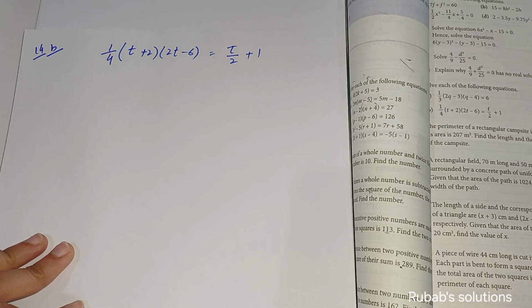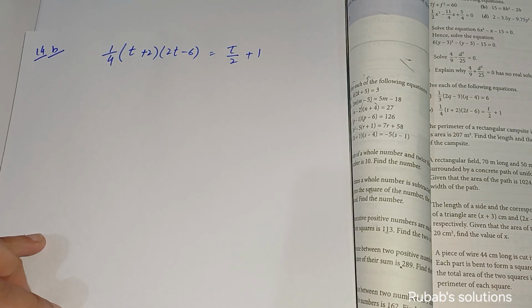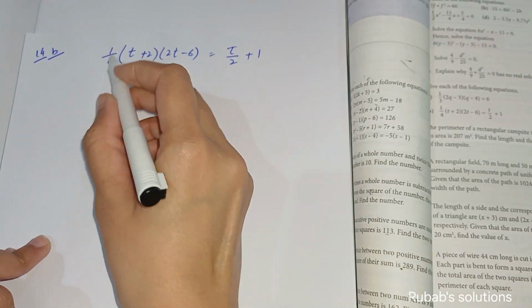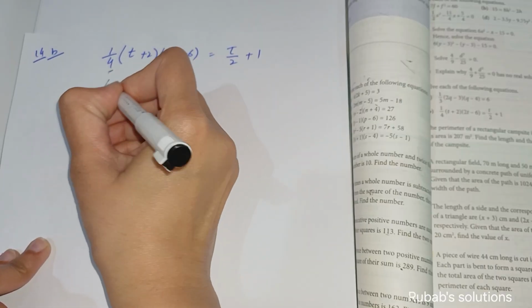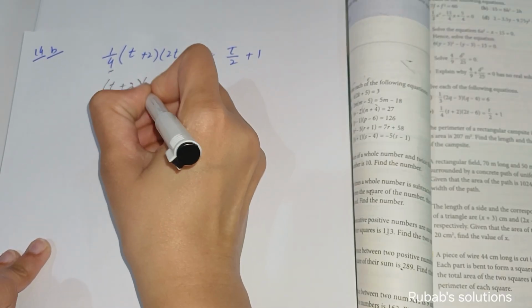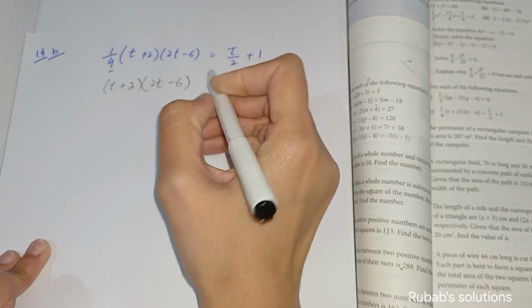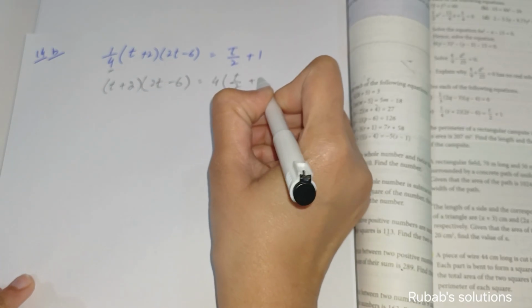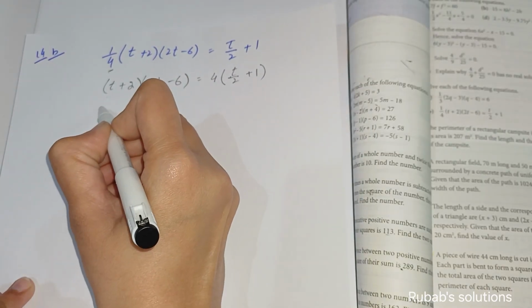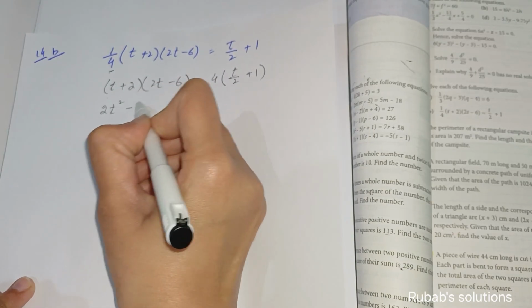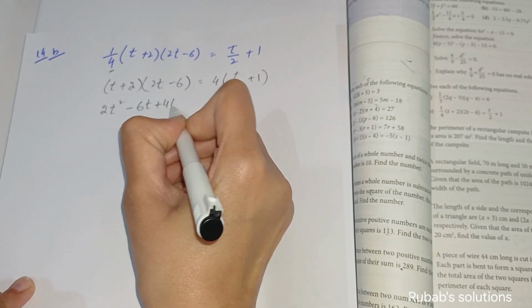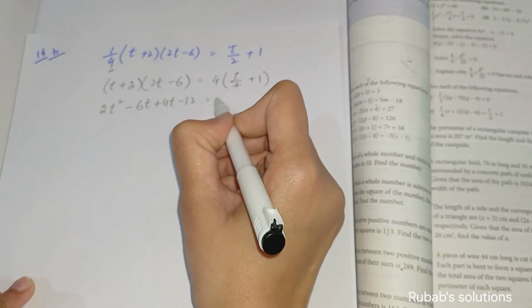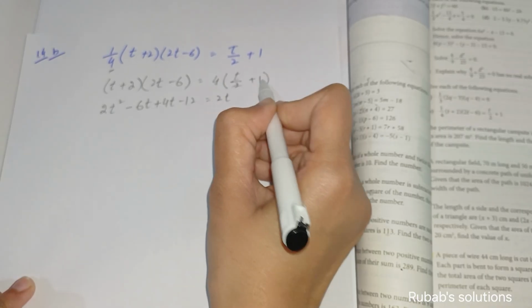Question number 14 part B is 1 by 4 (t plus 2)(2t minus 6) is equal to t by 2 plus 1. First of all you have to move this 1 by 4 to the other side and it will get multiplied. So from here it will be (t plus 2)(2t minus 6) is equal to 4 multiplied over here, t by 2 plus 1. I will open the bracket over here. It will become 2t square minus 6t plus 4t minus 12, and from here if you multiply, 4t by 2 cancels, it will become 2t, and 4 multiplied with 1 gives 4.